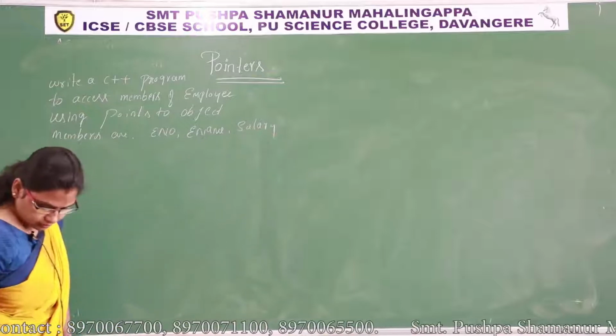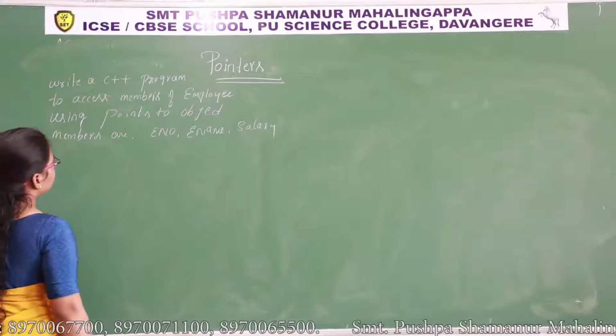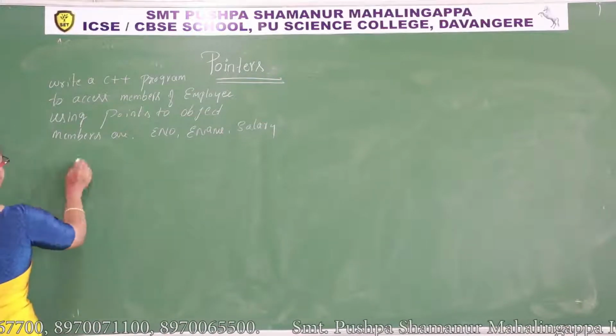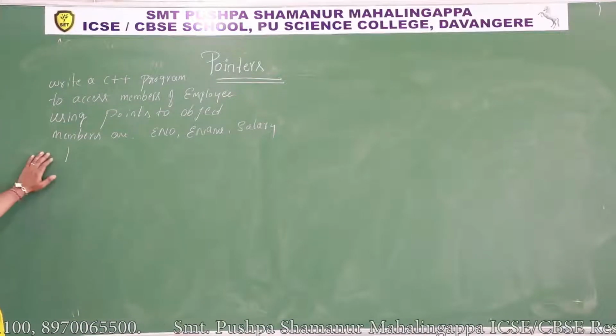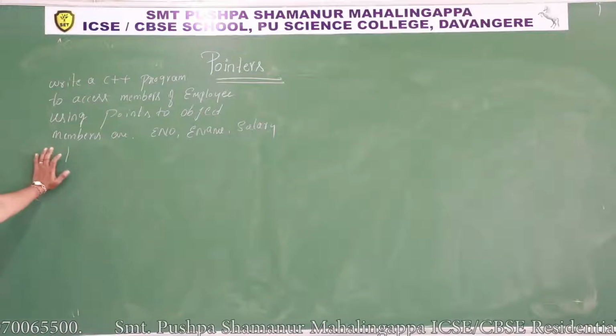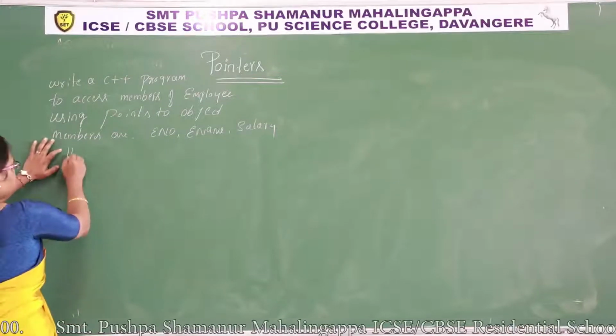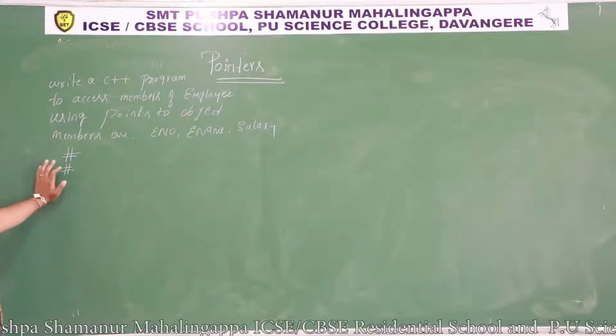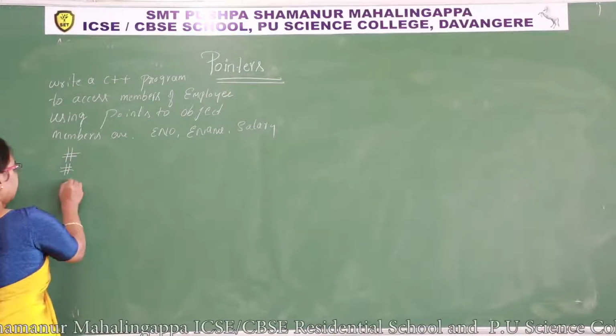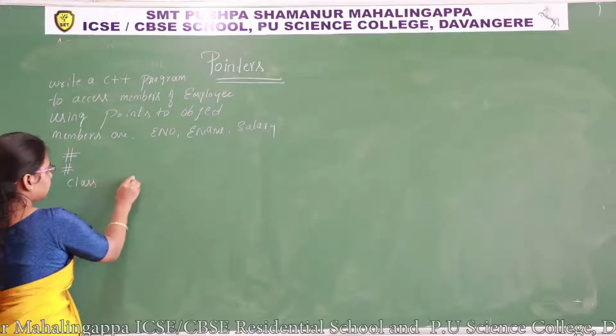Employee name and salary. Now let us start the program. First I have to define a class. How to define a class, you all know. Header files: #include <iostream.h>, #include <conio.h>. Class, I'll take the name of the class as Employee.